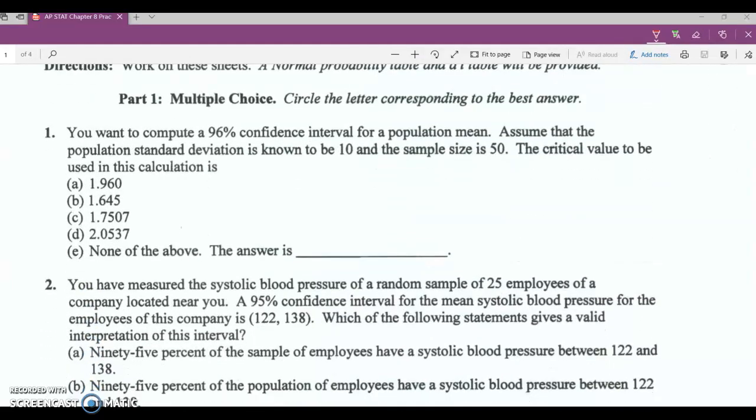All right, we want to compute a 96% confidence interval for a population mean. Assume the population standard deviation, sigma, is known to be 10. The sample size is 50. What's the critical value going to be? We know sigma, so we're looking for a z star.